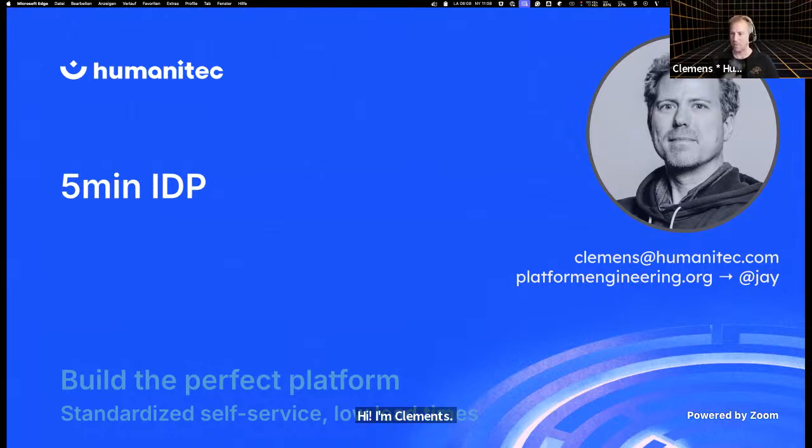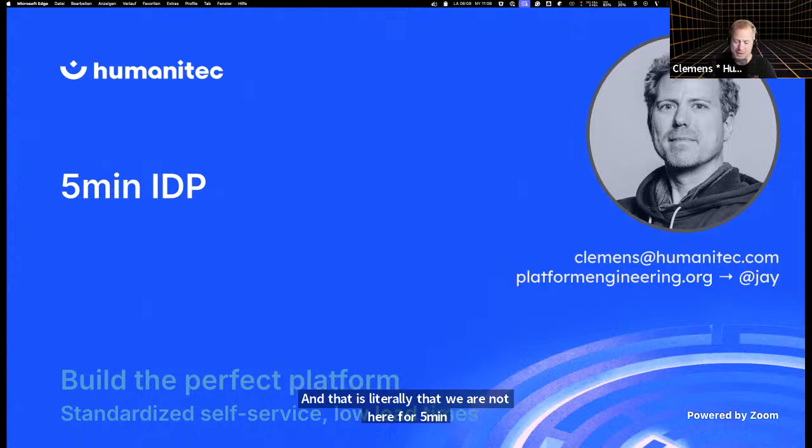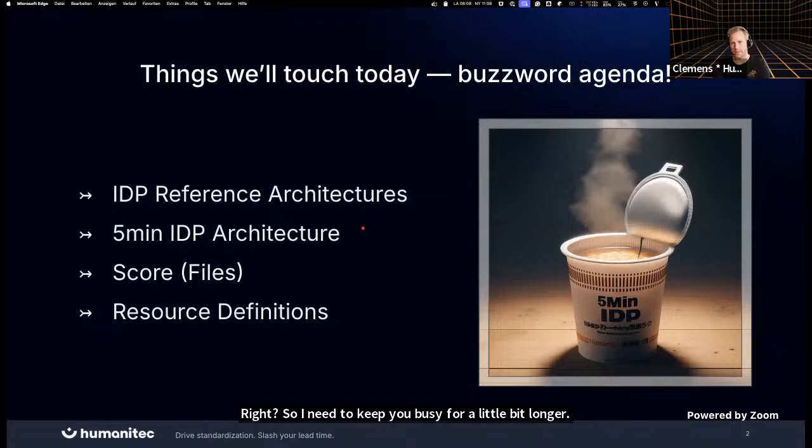And I have a problem because my coffee is almost empty. How did that happen? It's like the first webinar where that happens. Right. Anyway, today, 5-minute IDP, which means I am having a problem. And that is literally that we are not here for 5 minutes, right? So I need to keep you busy for a little bit longer. Let's see what I have in stock for you today.